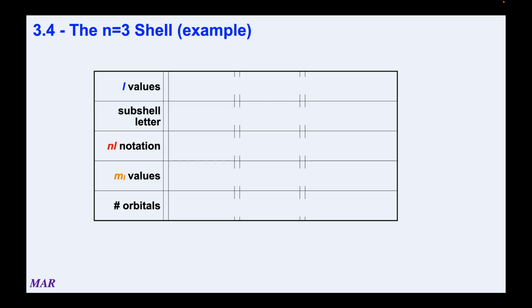So we're starting with n equals 3, and we want to find L, the subshell letters, the nL notation, the m sub L values, and the number of orbitals. And this will be a good idea to show the different things we've talked about so far.